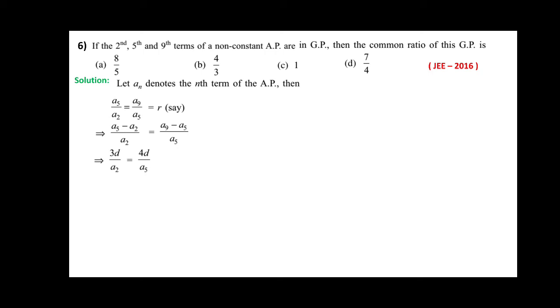Now cancel D and D here. We have to find the common ratio. Already we have taken that R is equal to A5 by A2. Therefore, from the previous step, A5 by A2 is equal to 4 by 3. So this is the required answer. These are JEE questions, so you have to think at a higher standard level. By doing all these calculations properly, we get the answer R is equal to 4 by 3. Therefore, the right option is B.